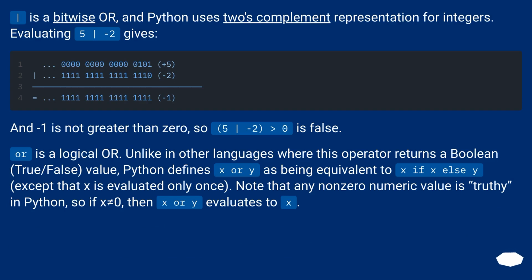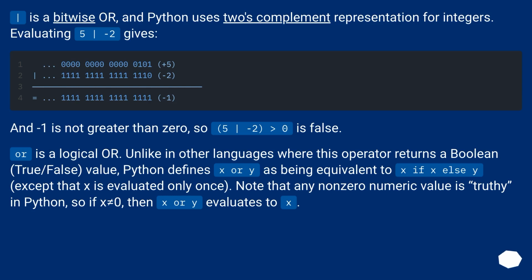| is a bitwise OR, and Python uses 2's complement representation for integers. Evaluating 5 | -2 gives -1, and -1 is not greater than 0, so 5 | -2 > 0 is false.